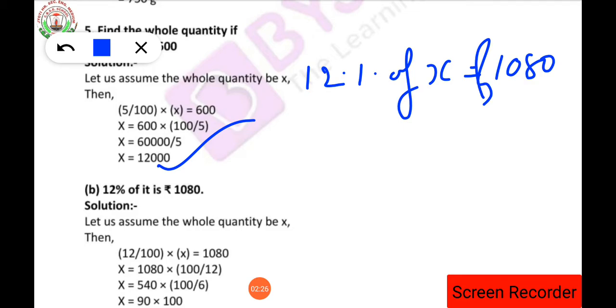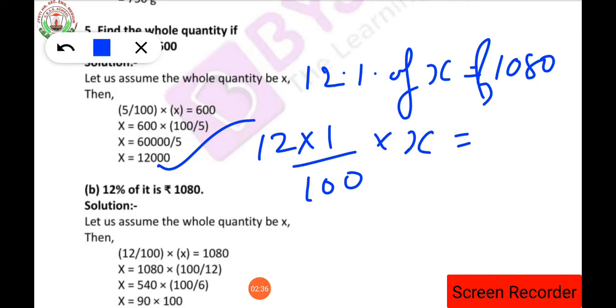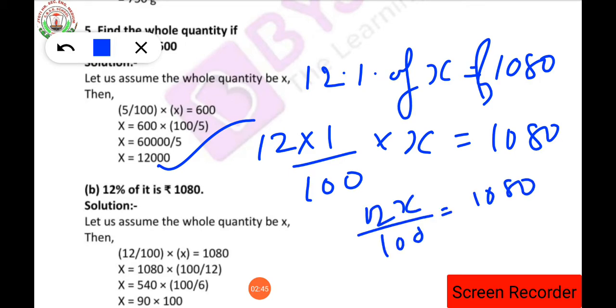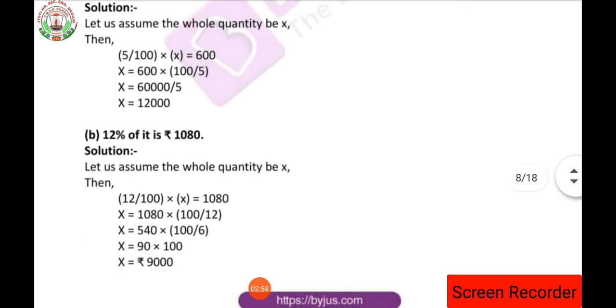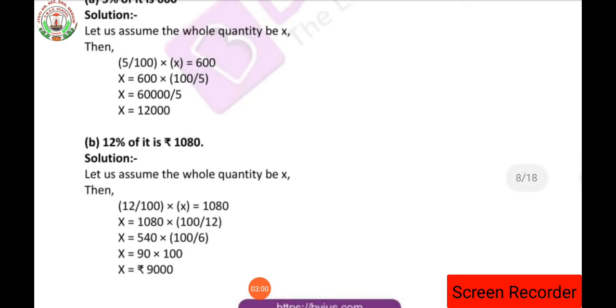As I told you how to solve the a part, in the same way you have to solve the b part. That is 12%, that means 12 into 1 by 100 of, that means into x, is equals to 1080. So it will be 12x upon 100 is equals to 1080. Then in order to find the whole quantity value, that is x, 1080 divided by 12 into 100. When you solve this equation, you will get the required answer as 9000.